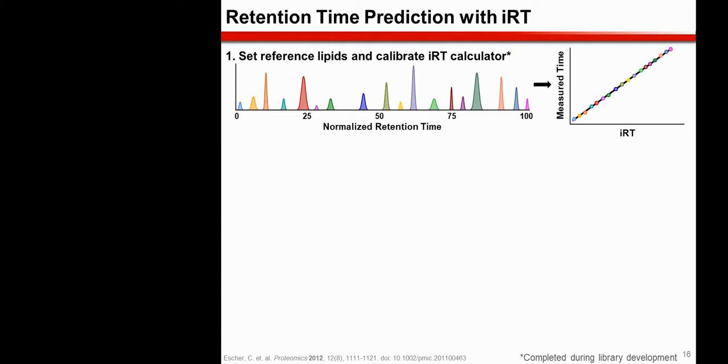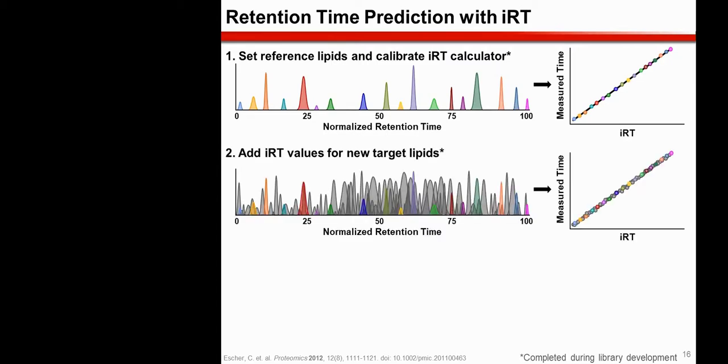And so we have plans to actually create secondary calculators for our different libraries using the new Avanti UltimateSPLASH ONE mix, which is a mix of about 70 lipids from different classes. We can use that as a set of more standardized reference points. Once we calibrate the calculator, we can add the rest of the lipids in our library so that each one is now assigned a unique iRT value.